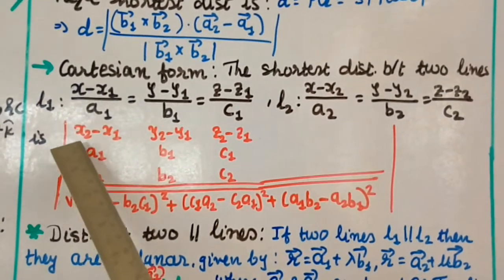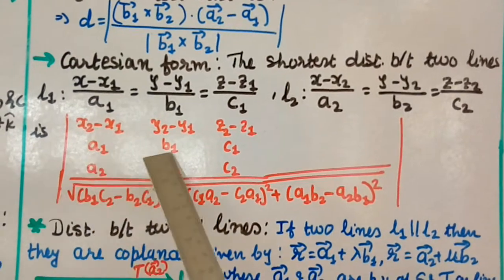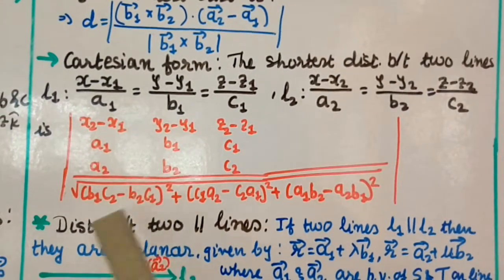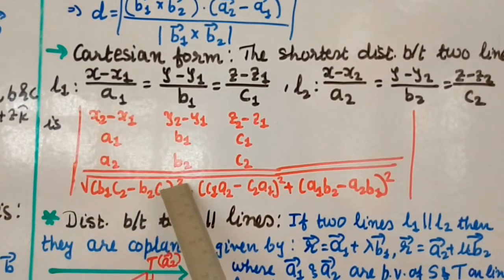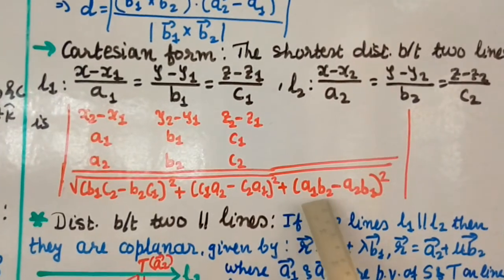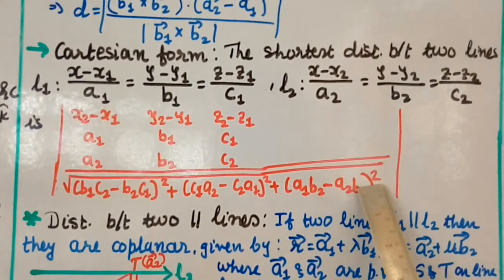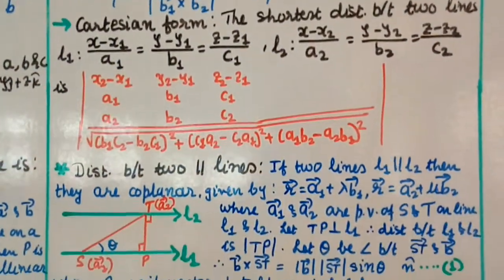We can say the determinant with rows (x2 minus x1, y2 minus y1, z2 minus z1), (a1, b1, c1), (a2, b2, c2), divided by the square root of (b1 c2 minus b2 c1) whole square plus (c1 a2 minus c2 a1) whole square plus (a1 b2 minus a2 b1) whole square, and this is the magnitude we are taking. Okay, so that is the Cartesian form.